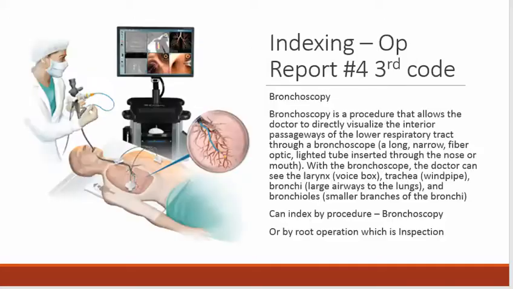Then we have the bronchoscopy. It's helpful if you understand what a bronchoscopy is. In this particular case, you can index the term bronchoscopy and you're given the complete code, which is correct. But again, I do recommend that you index by using the root operation term. So the root operation for a bronchoscopy is an inspection, because a bronchoscopy, by definition, is a viewing of the respiratory structures. Specifically, the larynx, the trachea, and the bronchi and the bronchioles.